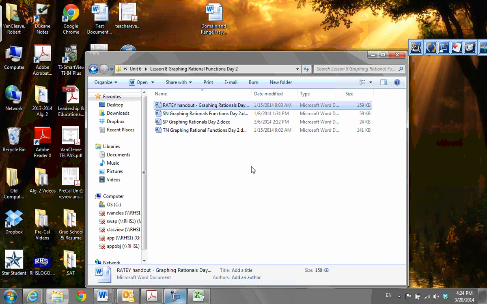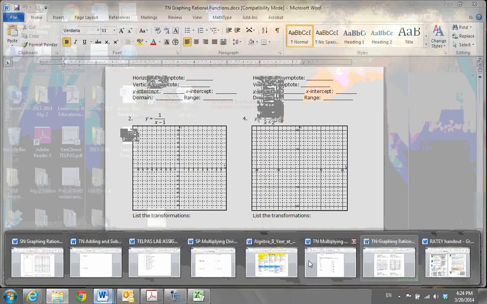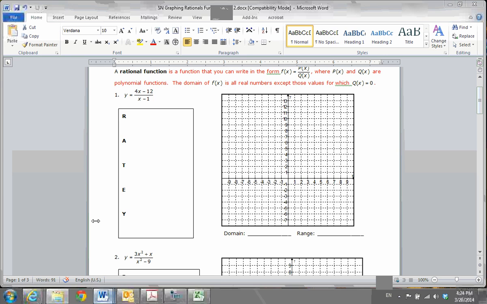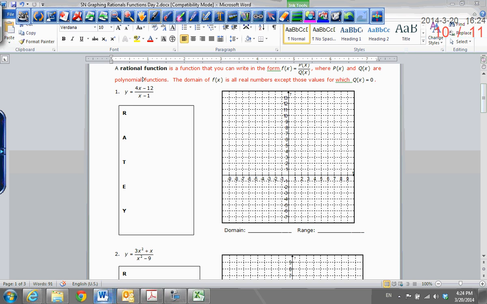Okay? All right. So let's take a look at number 1 on our notes. There we go. The R stands for roots, so we're going to set the top equal to 0. So 4x minus 12 equals 0. We add 12, we divide by 4, and then my root is (3, 0). The A stands for asymptote. Set the bottom equal to 0 and solve. x minus 1 equals 0, so then x equals 1.